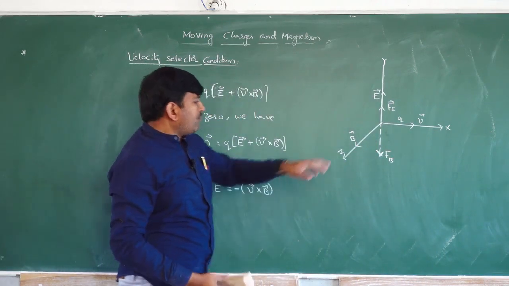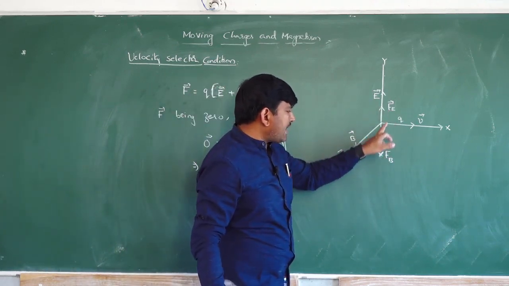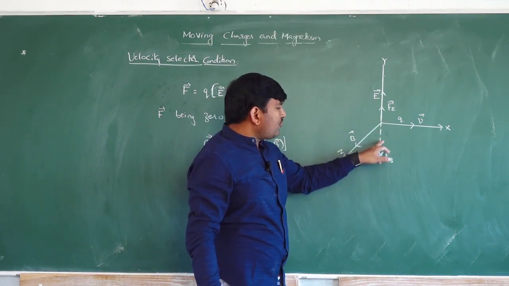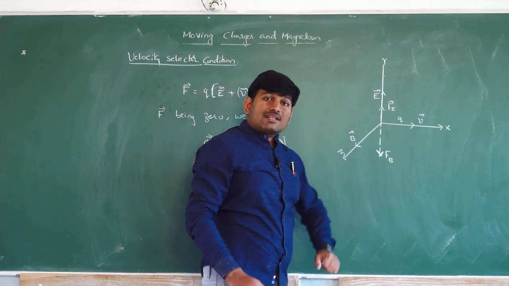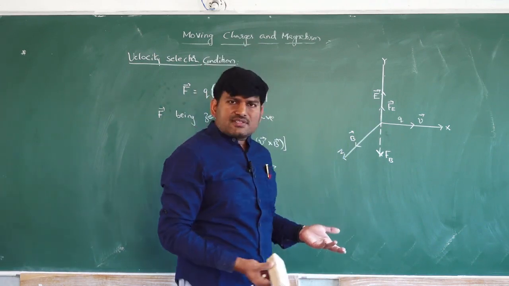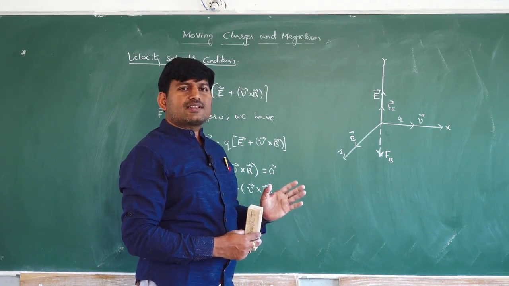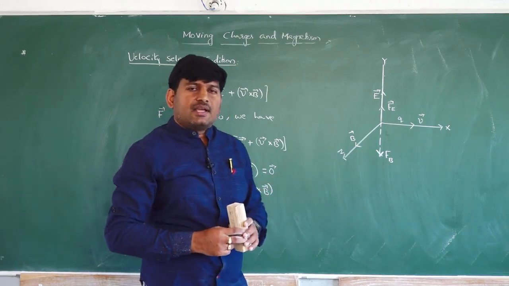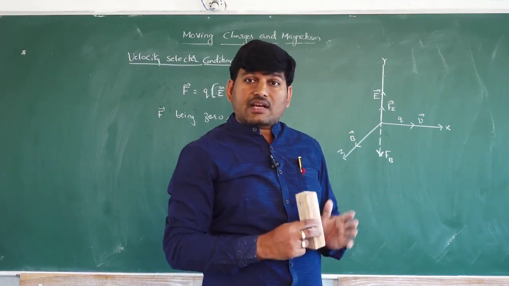Now, when the magnitude of electric force is equal to the magnitude of magnetic force, then the two forces will cancel each other, and net force on the charge will be 0. Once the net force is 0, how is the charged particle going to move? If the net force is 0, it will travel undeviated, and it is said to be the velocity selector condition.